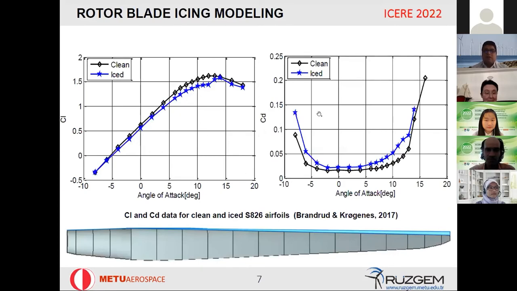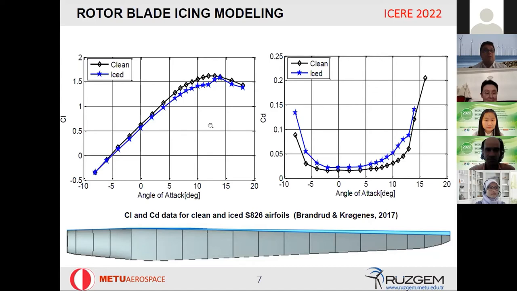And you see, these are the aerodynamic data of that airfoil with and without icing. The first one is the CL versus angle of attack data, and the second one is CD versus angle of attack data. The black results belong to the clean airfoil, and blue results belong to the iced airfoil. You see, when we have icing, the CL of the airfoil decreases and along this angle of attack range, CD increases. This is, in fact, the characteristic of atmospheric icing on a turbine airfoil.